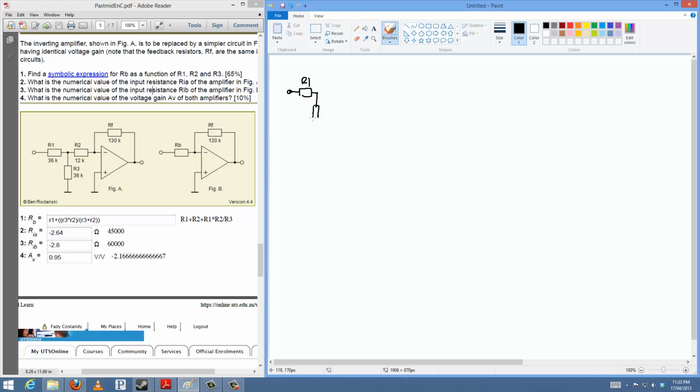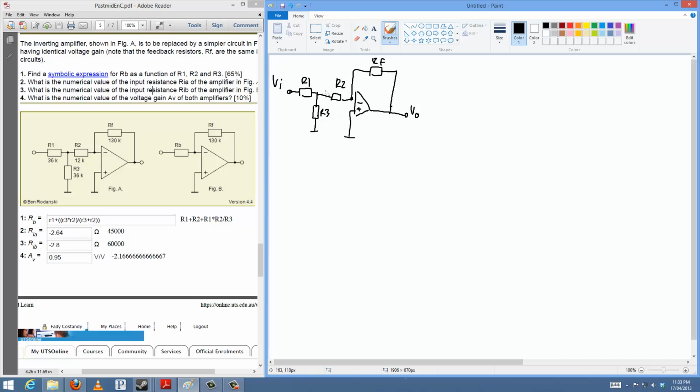R1, R3, R2, this is total, minus positive, I guess ground, RF, V out, and this is V in.